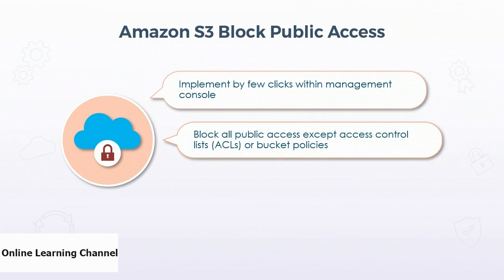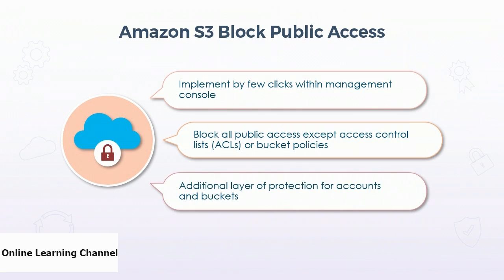Typically, public access is given through either access control lists or bucket policies, or by both. Block Public Access allows users to block all public access to the specified buckets and objects across the AWS account. It serves as an additional layer of protection for accounts and buckets, including the ones that will be created in the future, thereby ensuring that access is not granted to newly created items.